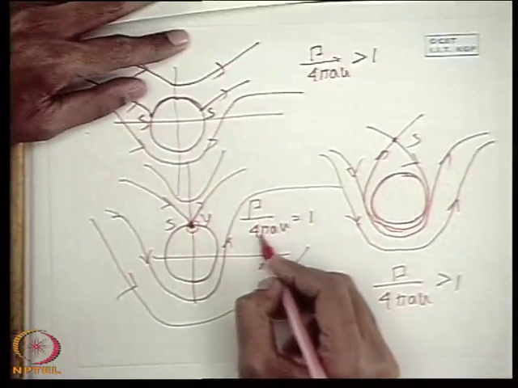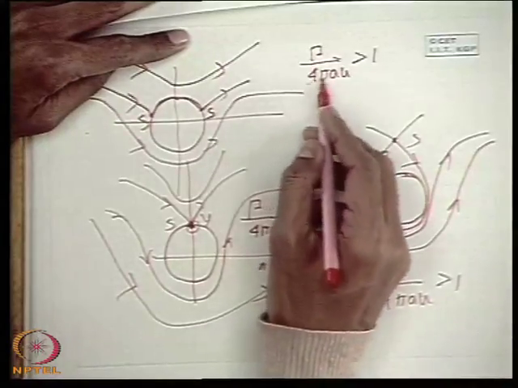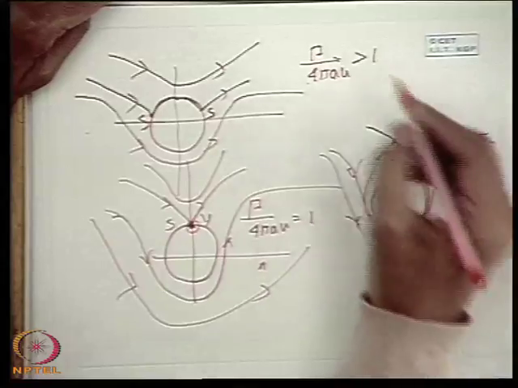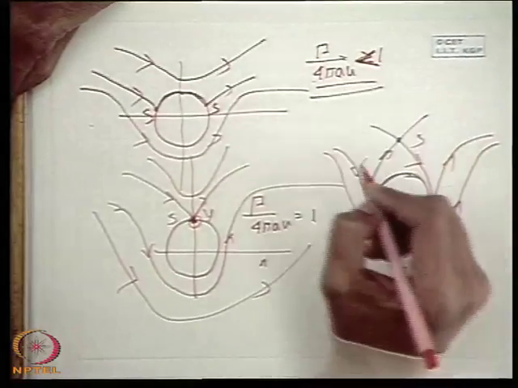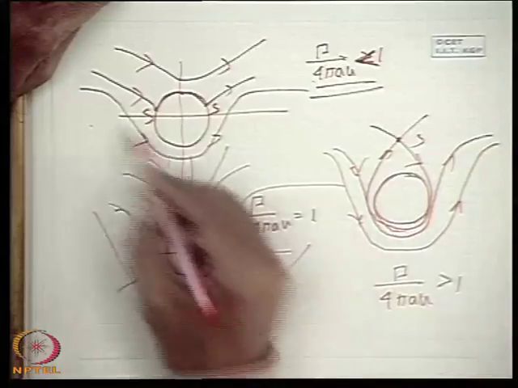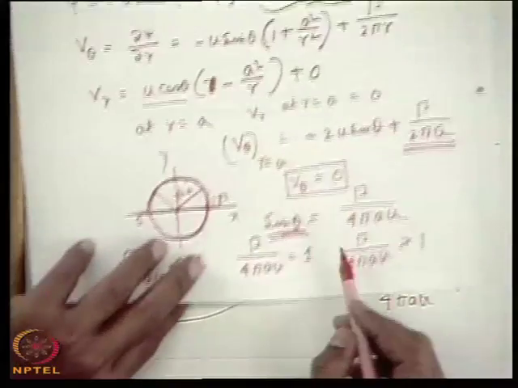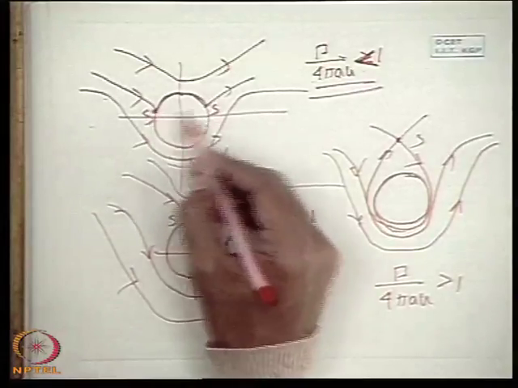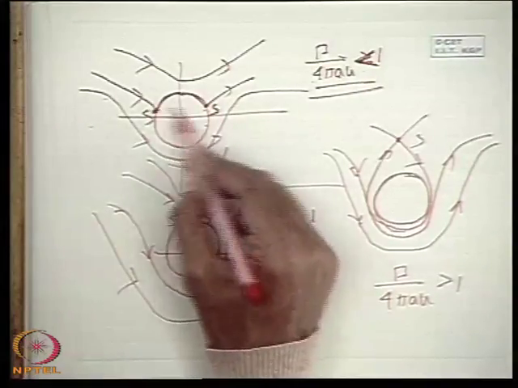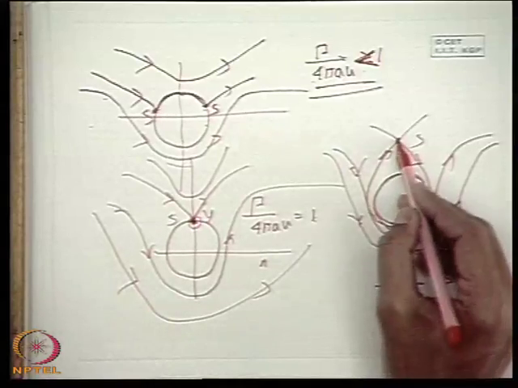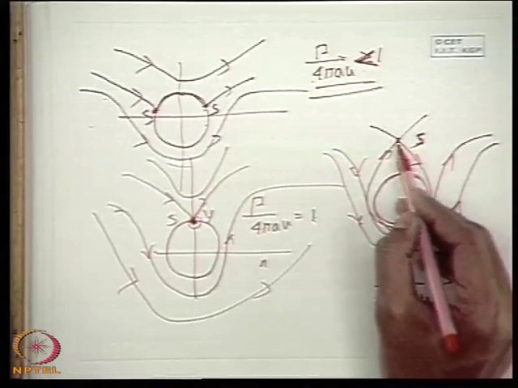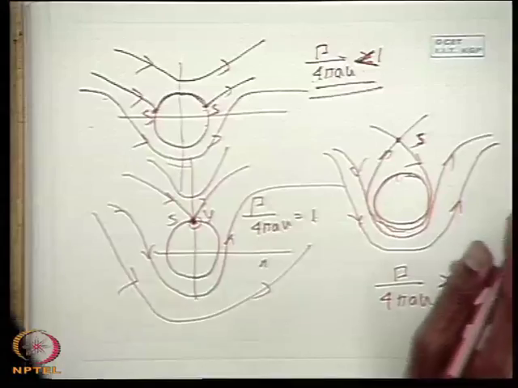This is the case gamma by 4 pi a u is equal to 1 and this is the case when it is less than 1. So three distinct cases are there for the pattern of streamlines, depending upon the value of gamma by 4 pi a u. When it is less than 1, the stagnation points are on the cylindrical surface, lifted up. When it is equal to 1, it is at this point, and when it is greater than 1, the stagnation point will not occur on the cylindrical surface.